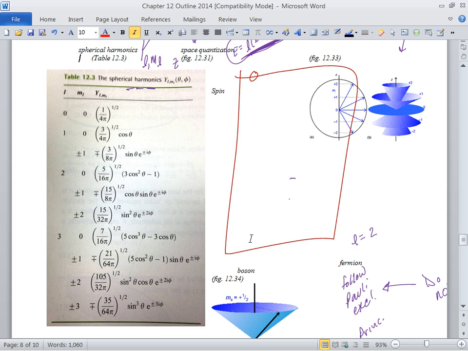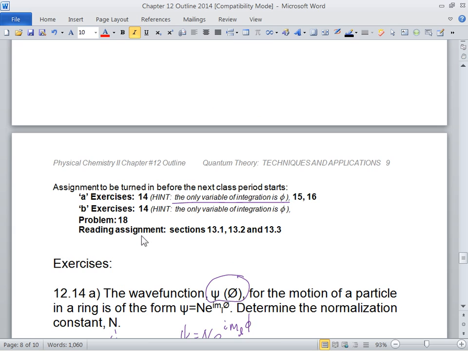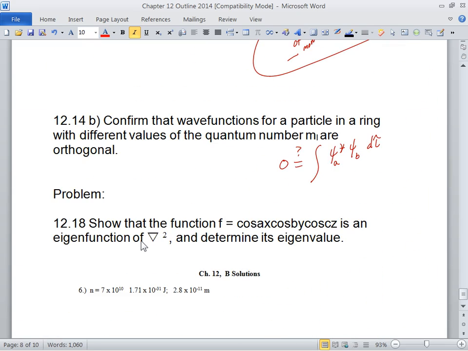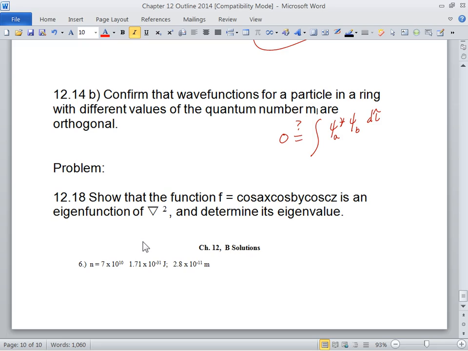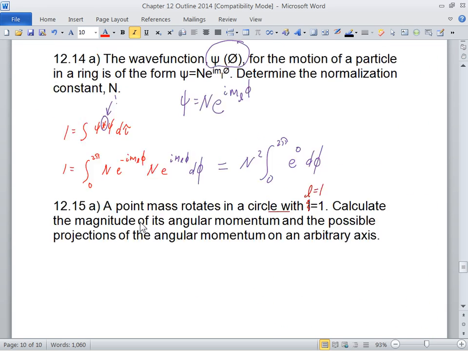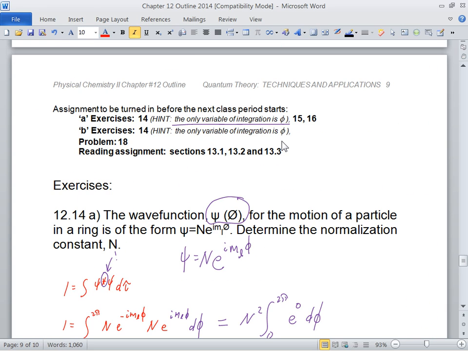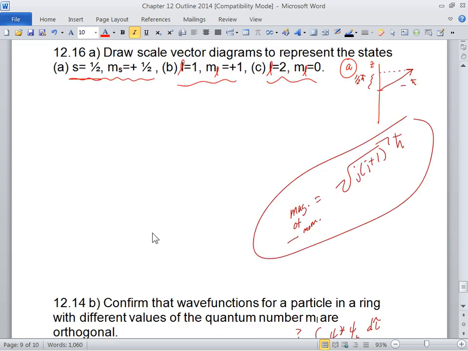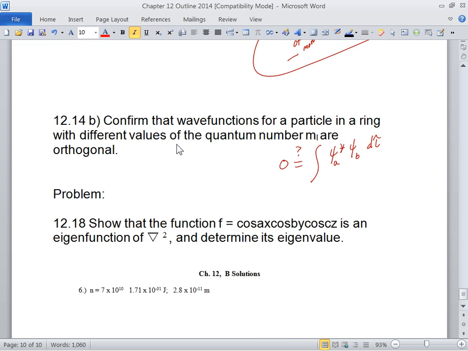We only integrated in terms of phi, because it says here the only variable of integration is phi. It is? Well, it says theta. But there's theta. Oh yeah, there's thetas in there. Your hint says only variable is theta. It does? That doesn't make any sense. Go up. There's your hint. That's 14b. Yeah, so we're doing that one. We are? Yeah. But that doesn't make any sense. Does it matter which one we choose to be psi star?